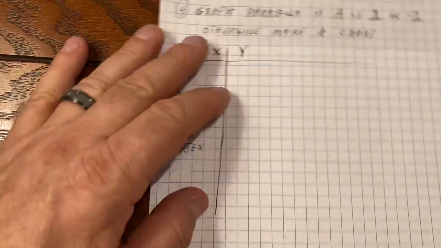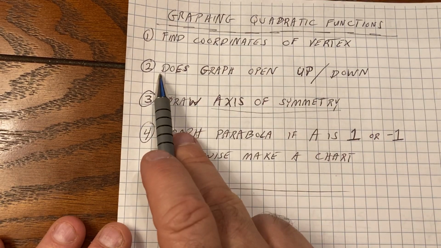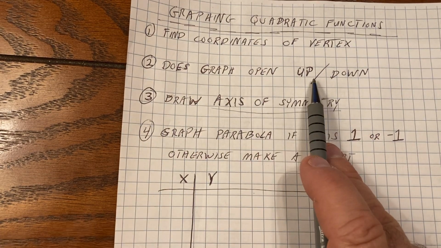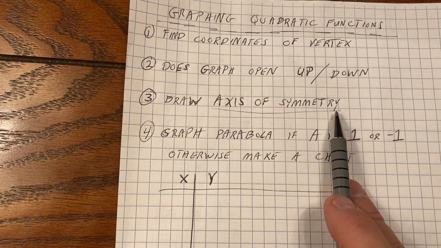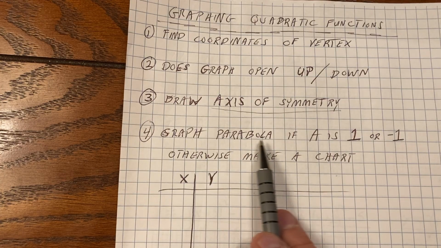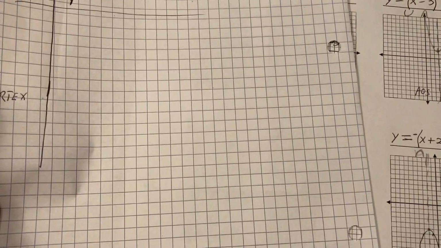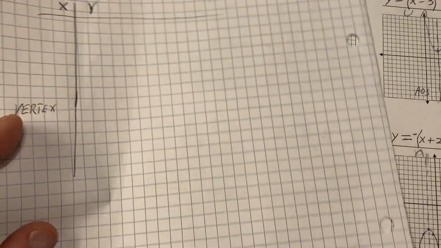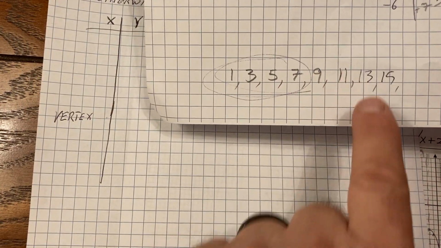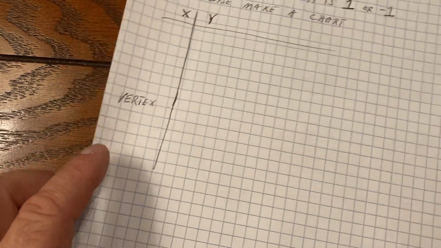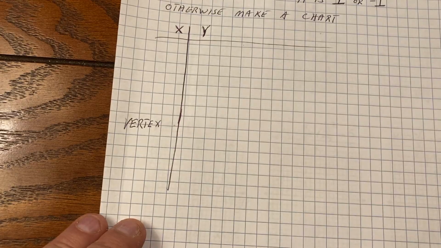So again, when you do this stuff, step 1, find the coordinates of the vertex. Step 2, does the graph open up or down? Step 3, draw the axis of symmetry. And step 4, graph the parabola. If A is 1 or negative 1, then you're going to use some specific numbers, which comes in handy, it's a lot faster. If it's not a 1 or negative 1, then you're going to have to make this chart.